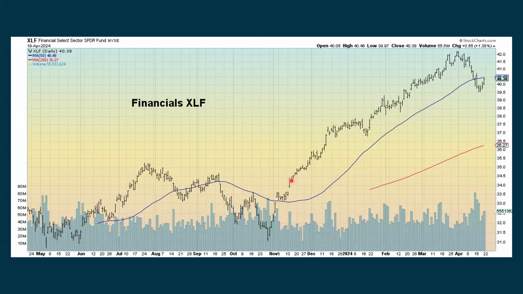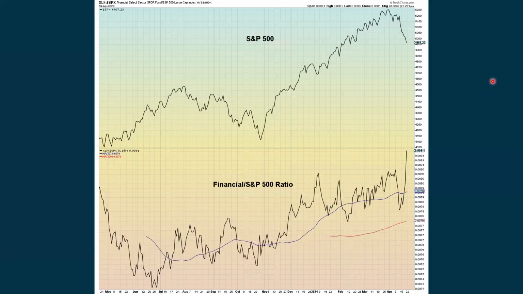The financials, also in an uptrend, actually fell below their 50-day moving average and are now trying to come back up to their 50-day moving average. And when we compare it to the S&P, they're actually outperforming. So they're holding up a little bit better now.